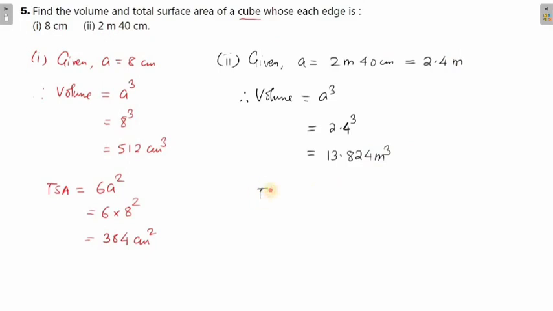Now total surface area, again the formula is 6a square. So 6 into a, where a is 2.4. So we have 2.4 square. When you calculate 2.4 square into 6, it will give you 34.56. So this will be in meter square. All right, so you may pause the video and note down your first solution. Let's move to the next question.